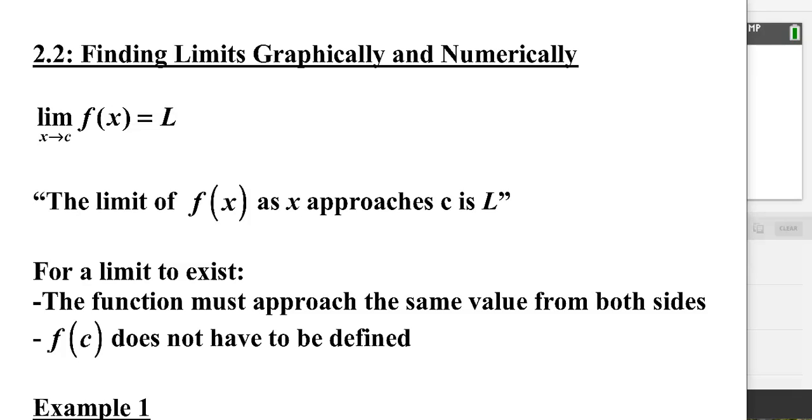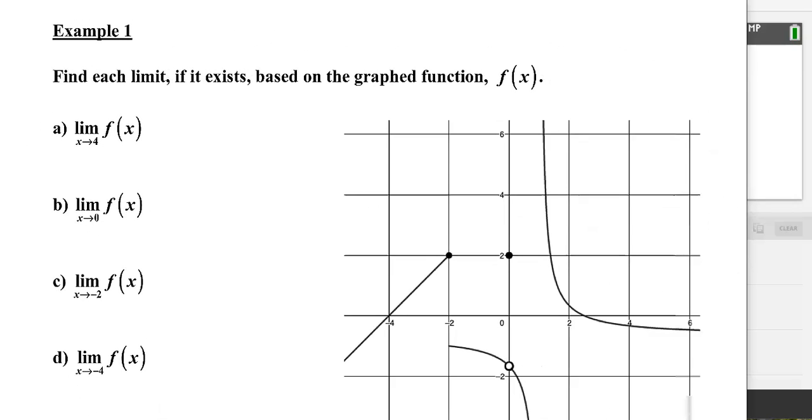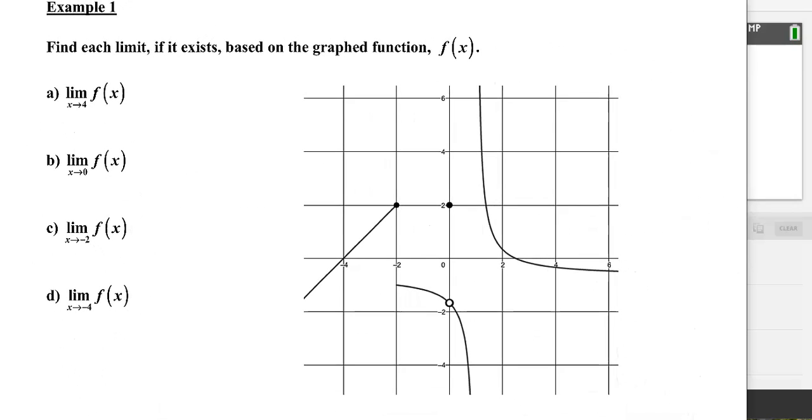For a limit to exist, the function must approach the same value from both sides. So you have to go to the same number from both sides. But there does not actually have to be a point there, because the important thing about a limit is what I am approaching, not necessarily what it is there. Hopefully as we go through this first example, that will make a little more sense about when we can and cannot have a limit.